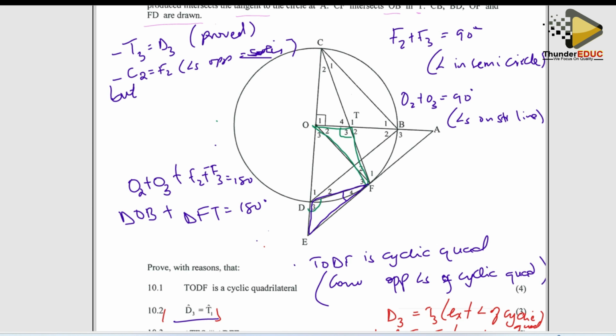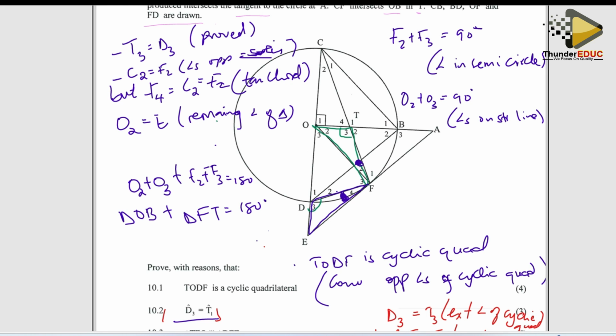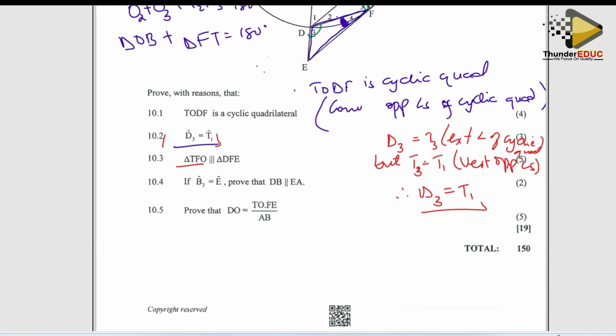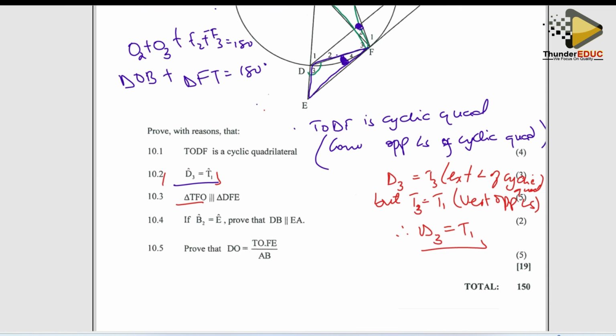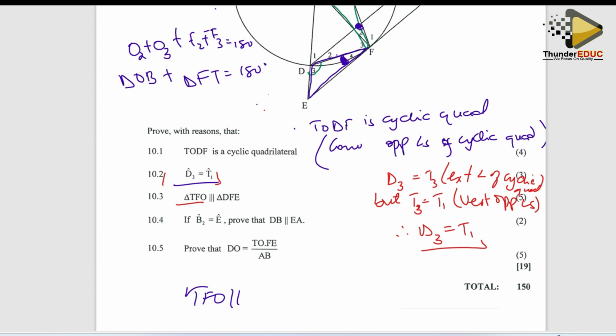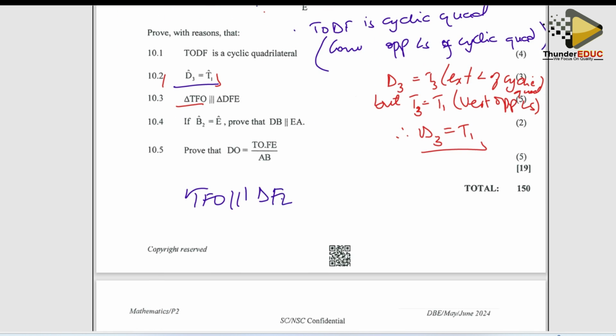But F4 is the same as C2, which is going to be the same as F2. So this angle here is the same as this angle, which means that the other must be the same as E. The reason would be the sum of angles of a triangle. So that was a term short for F4 to be the same as 2. Okay, so having obtained the three facts, we can say that therefore TFO is similar to DFE. Similar to DFE, reason: angle, angle.